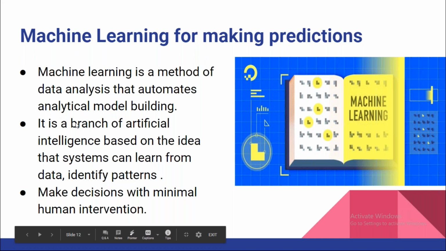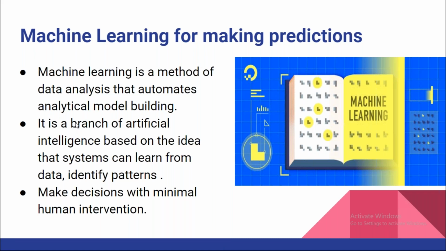Then comes the part of machine learning. Machine learning is the method of data analysis that automates analytical model building. Now every time we get data, we build the model every time. So machine learning solves this problem for us, so that we are not going to build a model every time whenever new data comes in.